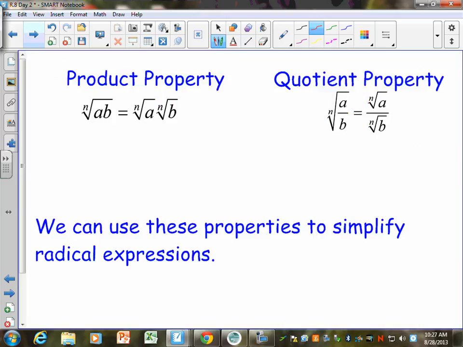Let's get to the good stuff here. Most things we deal with are not perfect roots. And so we can use the product property and the quotient property to simplify or break up our square roots, which I know that you've done before. Square roots we usually do the best with because we've done those the most, but other powers people struggle with a little bit, so we're going to make sure that we work on those.